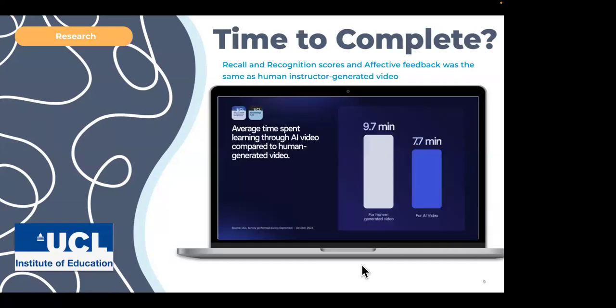And then the last one, and there's a lot more than just these three, but I just wanted to pull three of them out, is how much time did it take them to complete, meaning to understand the content? And basically what this study said is users spent 20% less time taking the training course when they were watching the AI-generated video than the human-generated video.